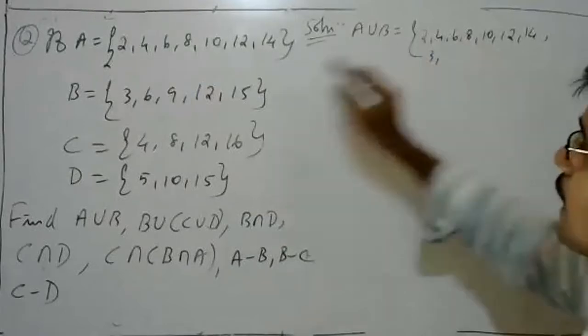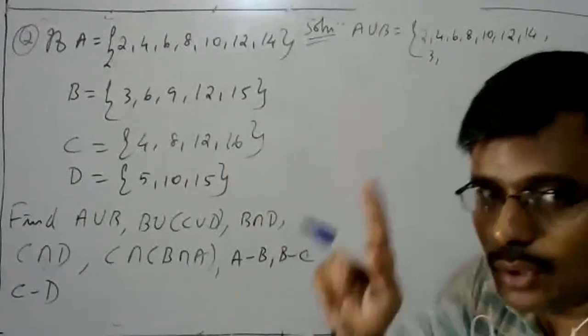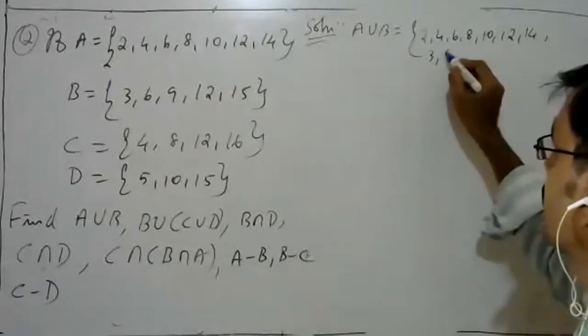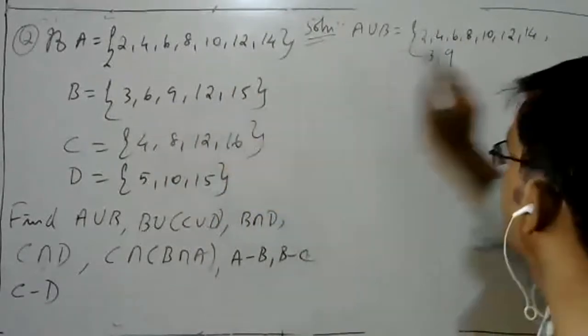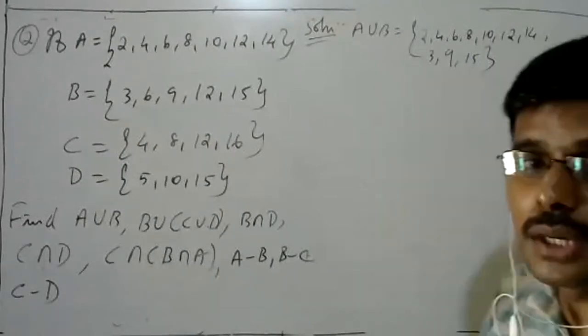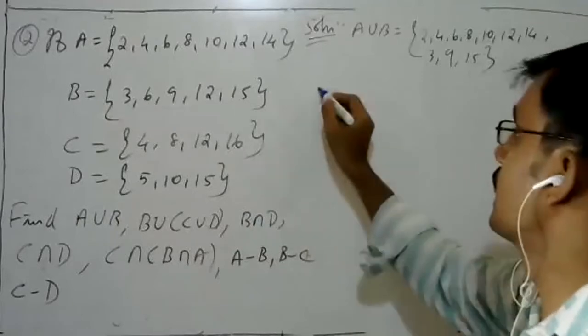3, 6. 6 is already written, no need to repeat that. Write only once. 9. 12 is already taken, no need to write that. 15. This is my A union B. Now come to B union C union D.